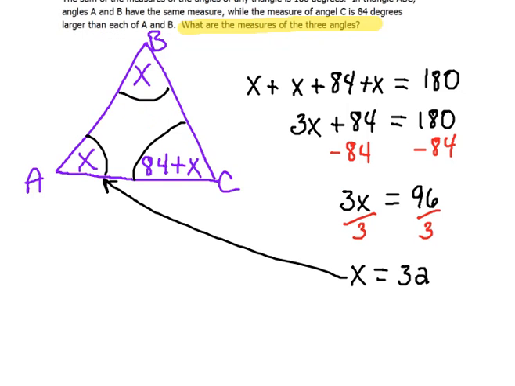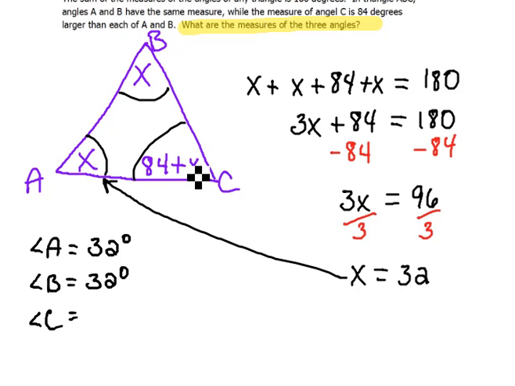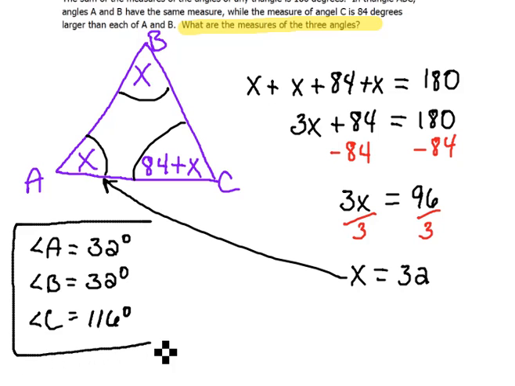So literally that says that the measure of angle A is 32 degrees, which means the measure of angle B is also 32 degrees. Well, we listed out C as being 84 plus whatever x was. So 84 plus 32 would be 116 degrees. So those are our 3 angles.